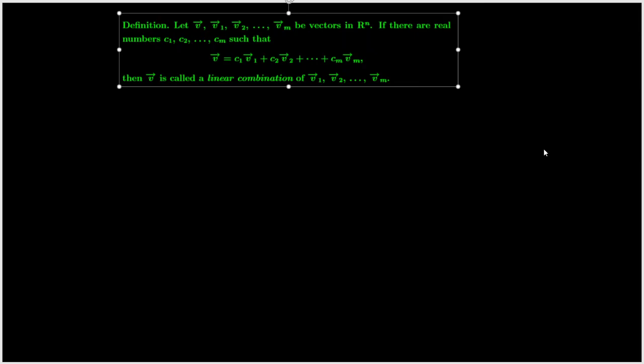On the screen you have the definition of linear combination. I know the definition is a little bit abstract for now, but I will show you the meaning using some particular vectors. So how about we just use some vectors in R2. I give you 3 vectors in R2.